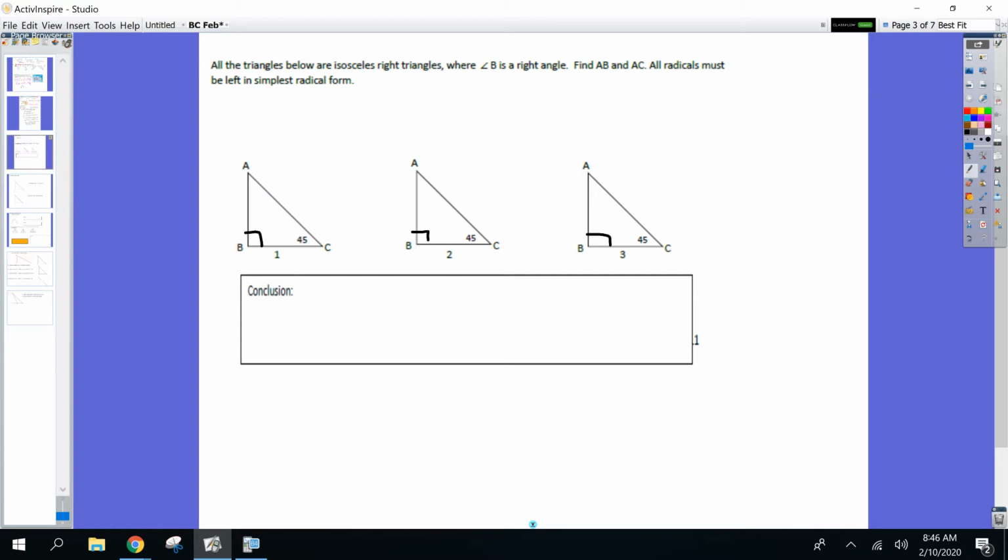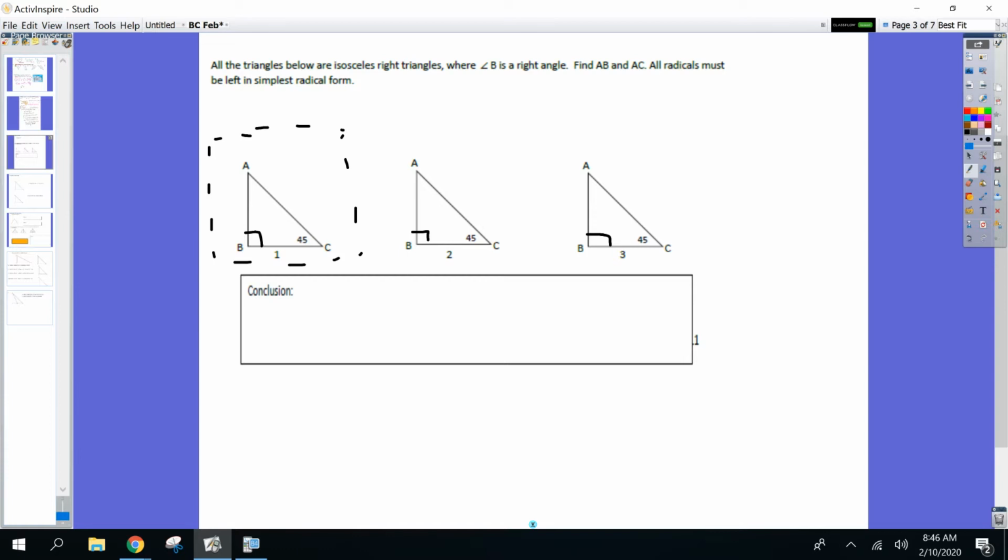They're isosceles. What I want you and your group to do in 2 minutes right now is find AB and AC for that first triangle only. That's it. Before you do that, little hint, you may want to fill in angle A. Find out what angle A is and then go from there.